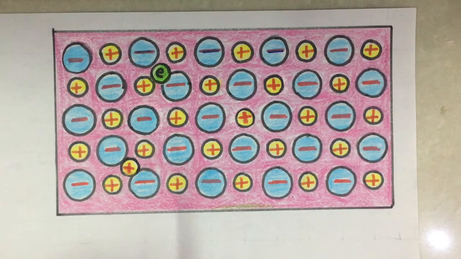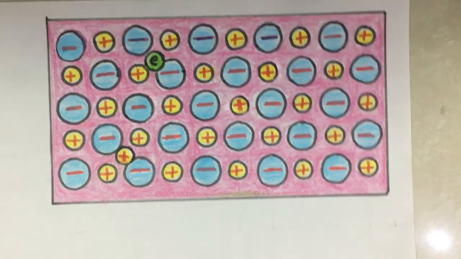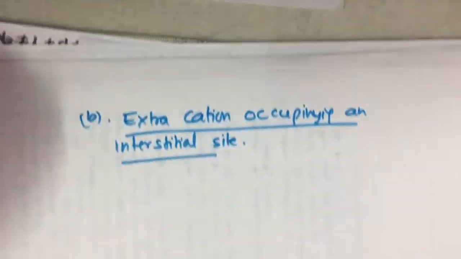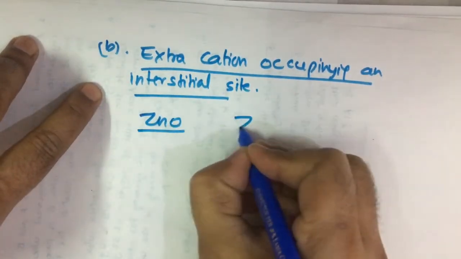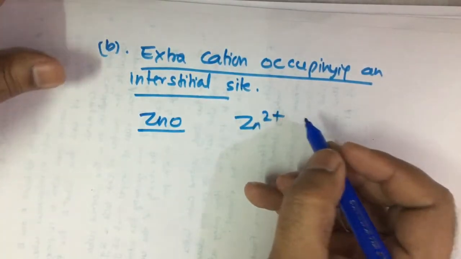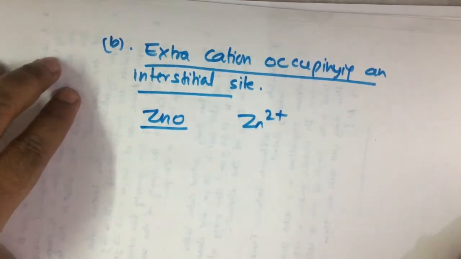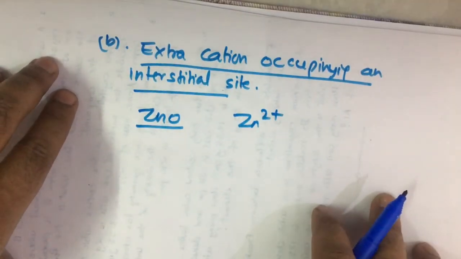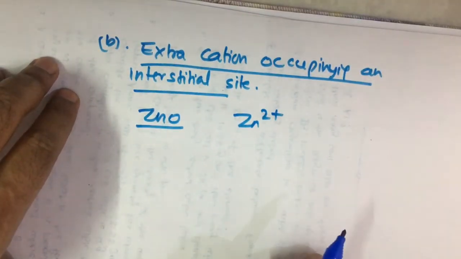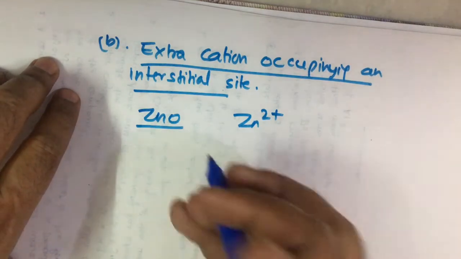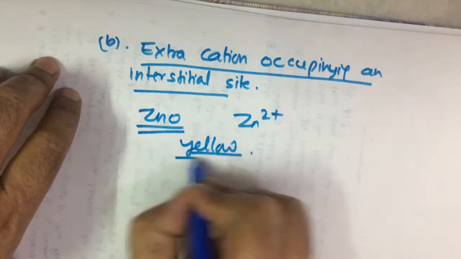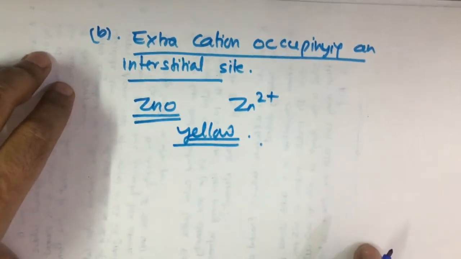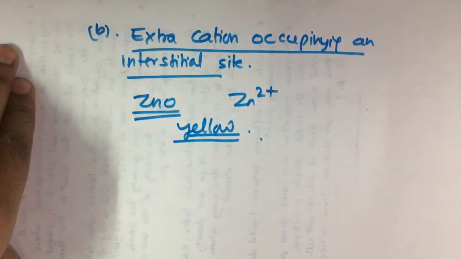For example, there is zinc oxide, ZnO. In zinc oxide, some of the Zn2+ ions are present at the interstitial site. To maintain the electrical neutrality, electrons are also present in the interstitial site, which gives the zinc oxide yellow color. So this is the metal excess defect.